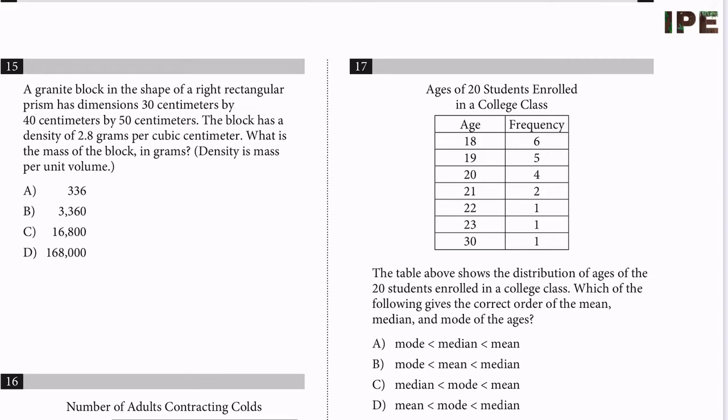The table above shows the distribution of ages of 20 students enrolled in a college class. Which of the following gives the correct order of mean, median, and mode? So we have to find all these 3 values. There are numbers and frequencies together, right? So multiply these two. 18 times 6, 19 times 5, 20 times 4, 21 times 2, 22 times 1, 23 times 1. So what is this? 108.